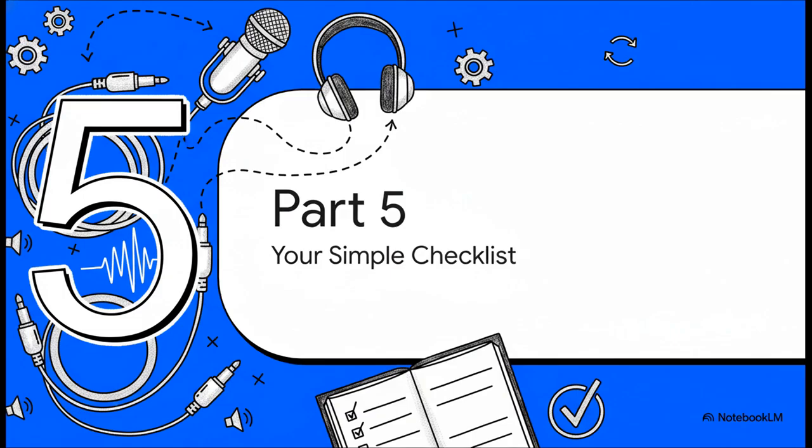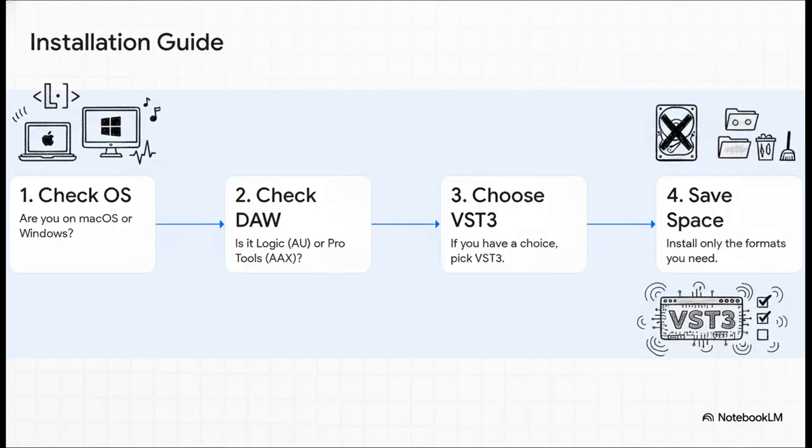Okay, we have covered a lot of ground, so let's just boil this all down into a super simple, actionable checklist you can use every single time you install a new plugin. Honestly, it's this simple. 1. Know your OS, Mac or Windows. 2. Know your DAW. Is it Logic or Pro Tools? If so, your answer is right there. 3. If you're using literally any other major DAW, just pick VST3. And 4. Do yourself a favor and uncheck all the other formats. It keeps your plugin folder clean, and it saves you precious hard drive space.